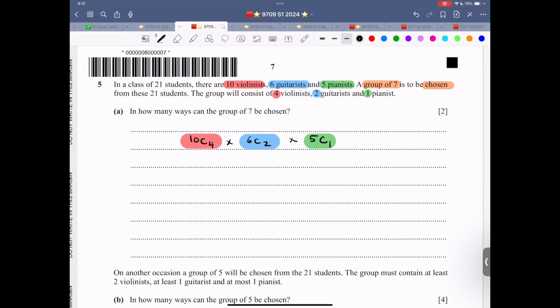So 10C4, I think I'm just missing my calculator. It's not working for a second. Yeah, now I got it. 15750. Again, this is exact. Leave the answer as it is.